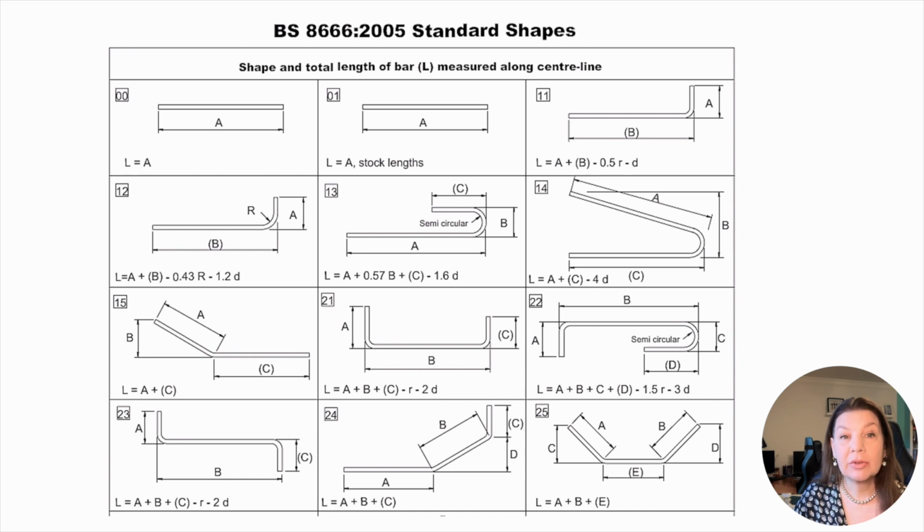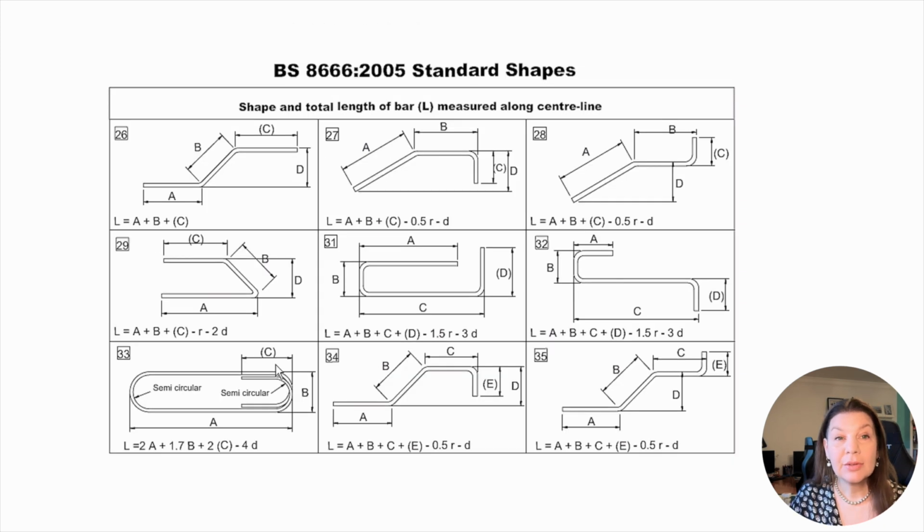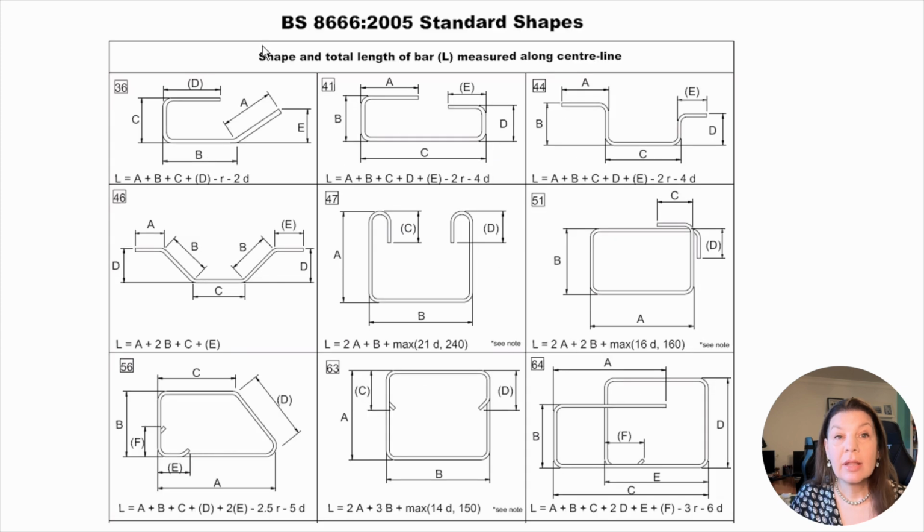Let's look at some tables of standard shapes as defined by BS 8666. These tables include parameters defining the geometry of the shapes. As you can see, the shapes vary in geometrical complexity and can include several bends. The shapes can be open or closed, and each shape has a reference number called mark.